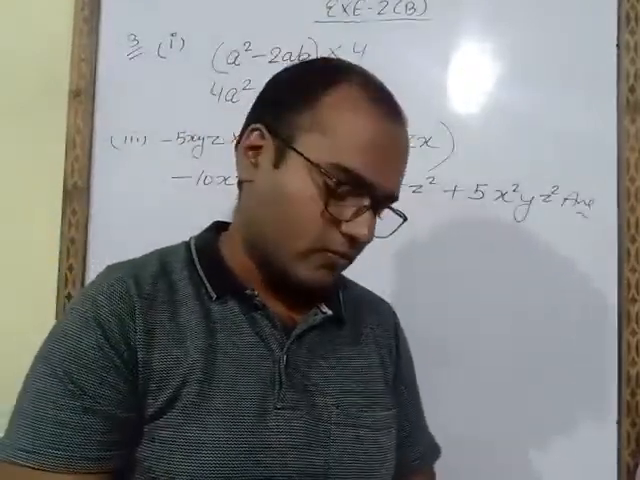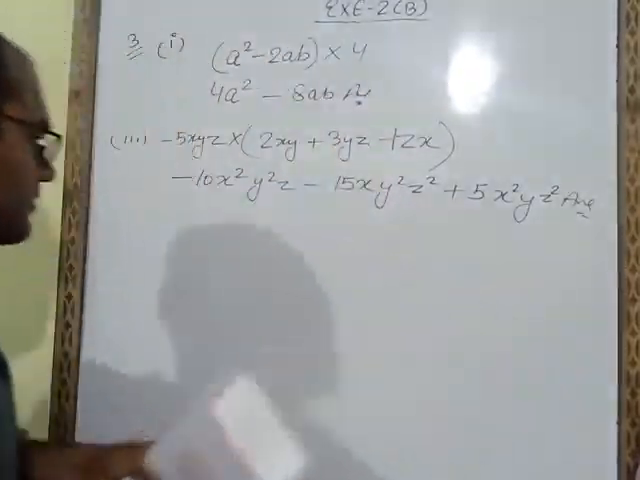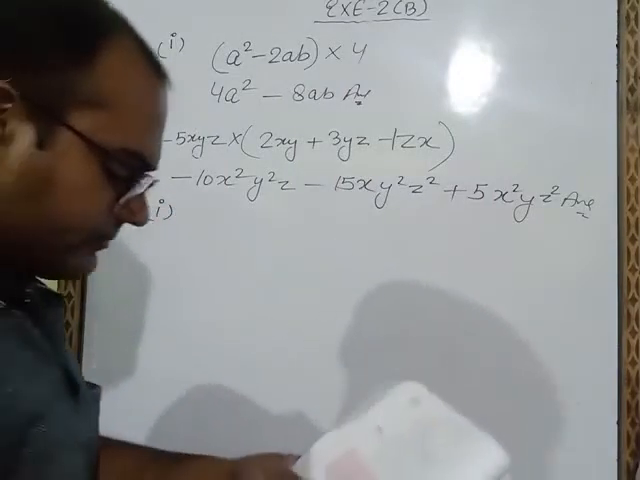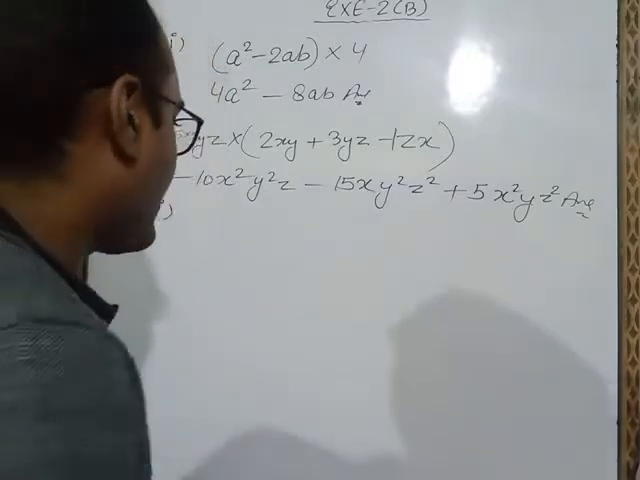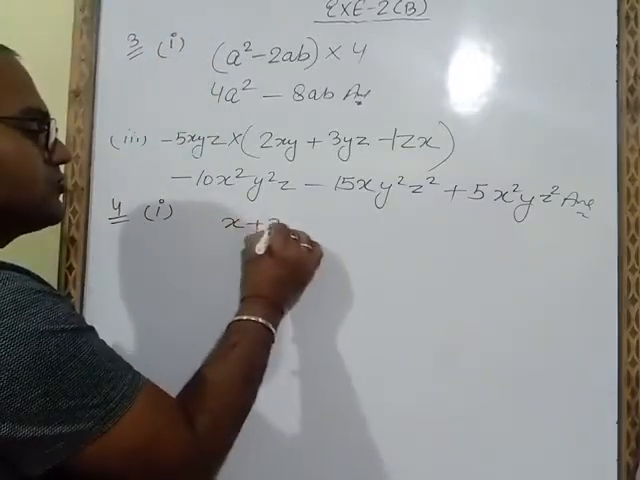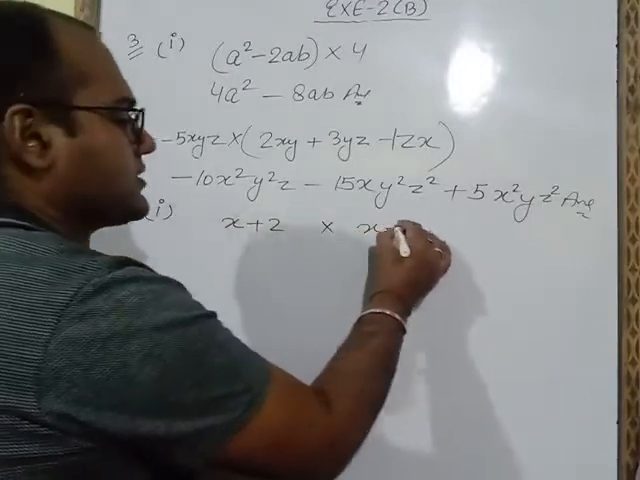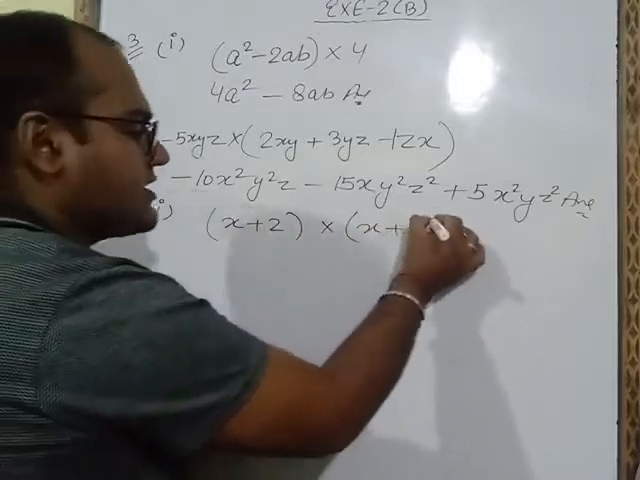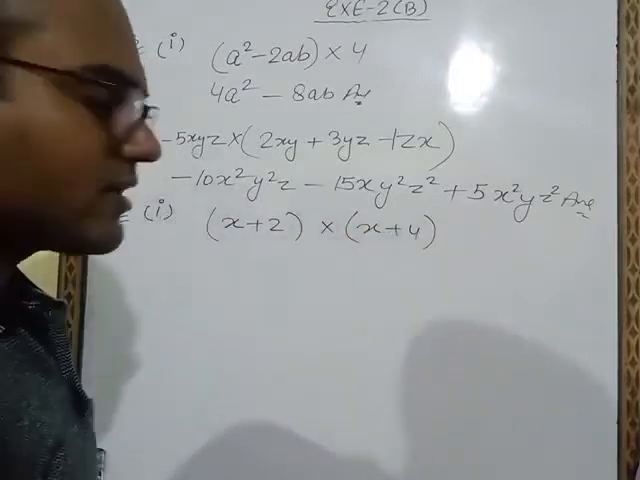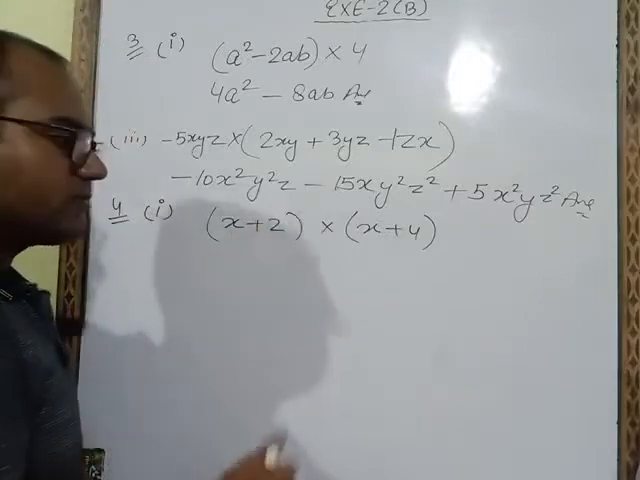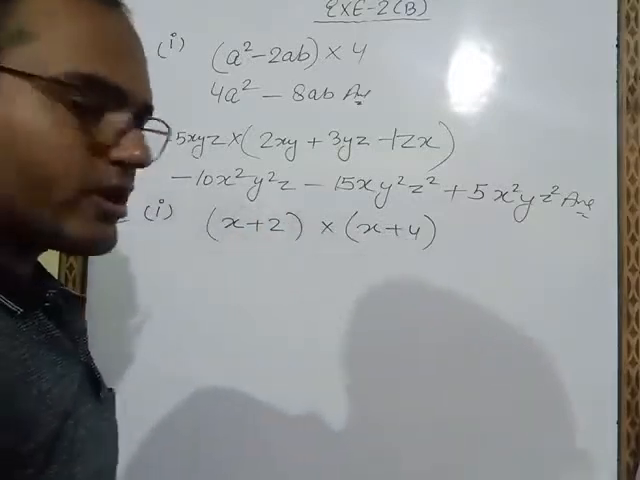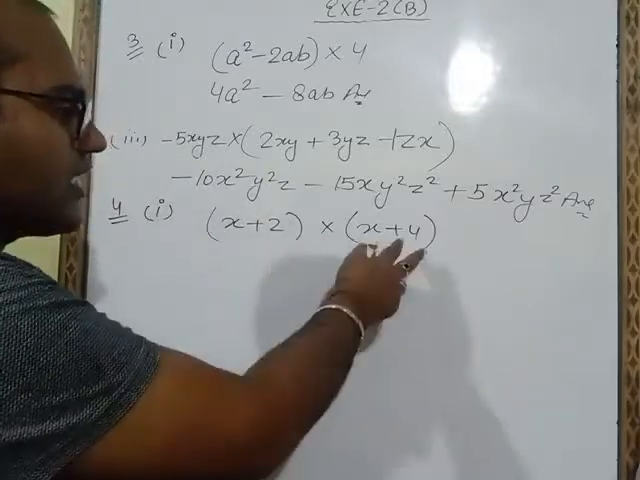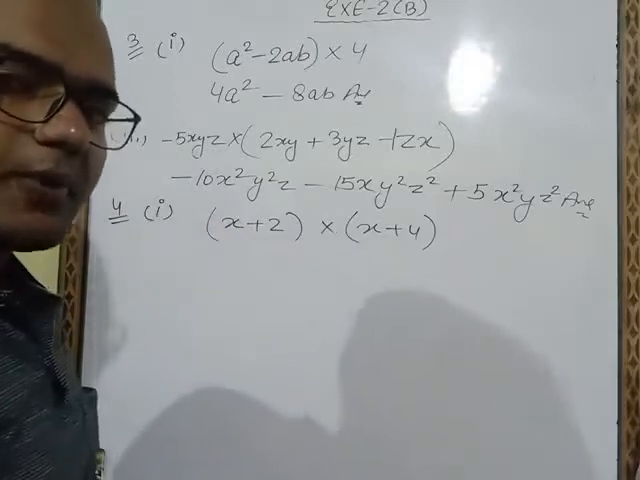Now see question number fourth. Fourth question, first part. Multiply x plus 2 by x plus 4. X plus 2 multiplied by x plus 4. So first of all, what you have to do? You have to take both the algebraic expressions in separate brackets. Why? Because x plus 2, these are two terms. X plus 4, these are also two terms. So two terms multiply with two terms we have to do. That's why we have to take both the algebraic expressions in separate brackets.